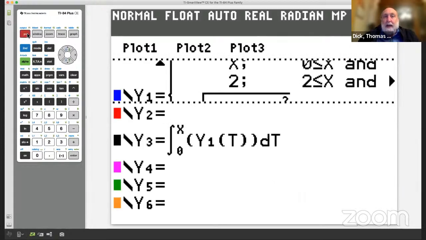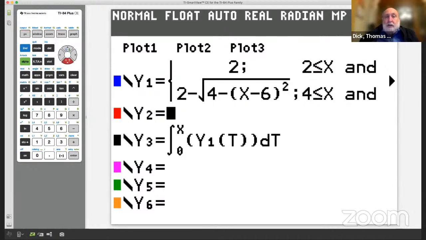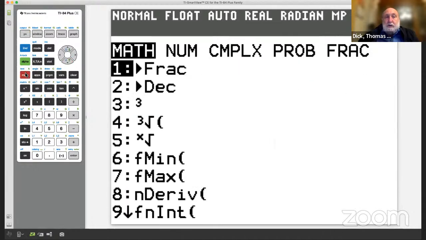So I'm going to go to the y equals menu. And in Y1, I've actually gone ahead and put in the formula for that piecewise function. It's a combination of linear, constant, and the circle. But that's the done deal. Let's say I just wanted to do the first two pieces of that graph. Let me use Y2 as an illustration. You go to your math menu and scroll down.